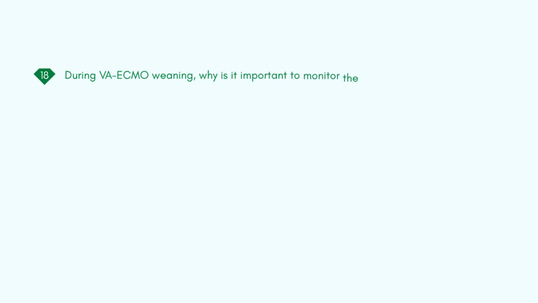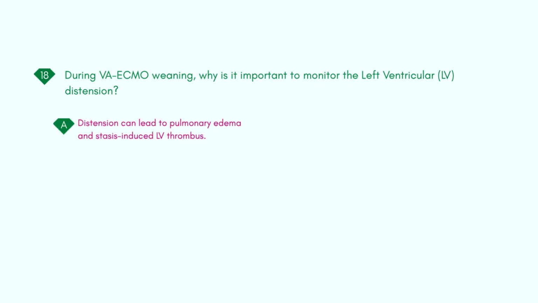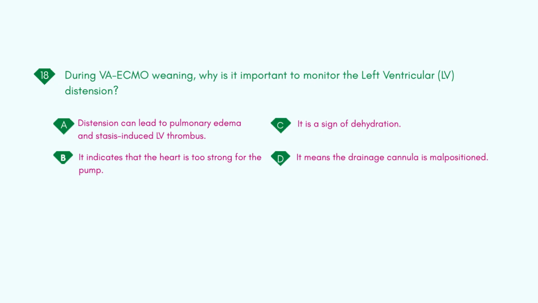During VA ECMO weaning, why is it important to monitor the left ventricular, LV, distension? A. Distension can lead to pulmonary edema and stasis-induced LV thrombus. B. It indicates that the heart is too strong for the pump. C. It is a sign of dehydration. D. It means the drainage cannula is malpositioned. Answer: A. Distension can lead to pulmonary edema and stasis-induced LV thrombus.